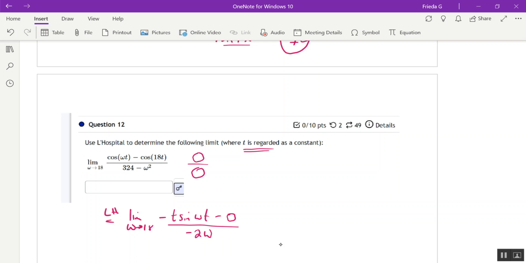Okay, so now I let omega equal 18, and I get negative t sine 18t over negative 36, which is t sine of 18t over 36.